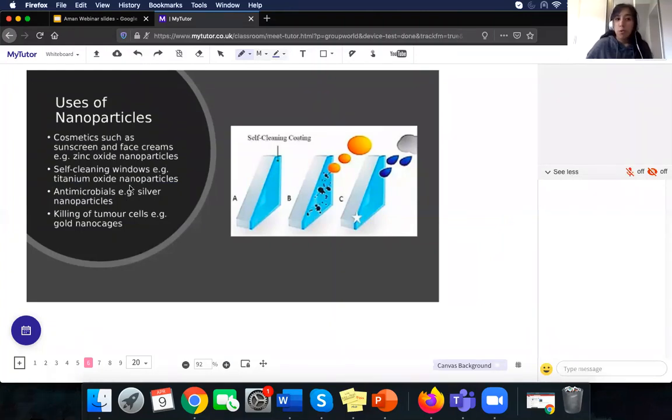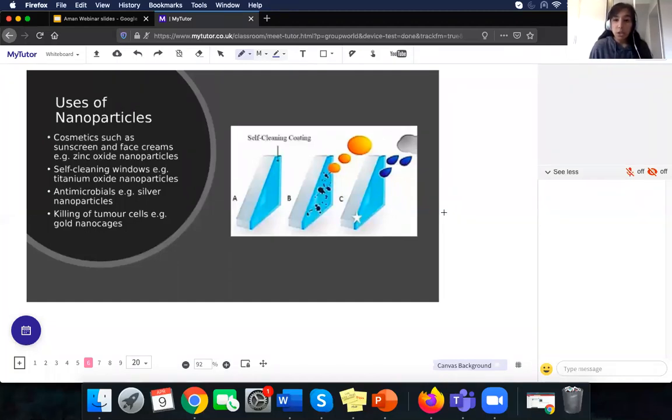So let's start off with cosmetics such as sunscreen and face creams. Why do we use nanoparticles in that? The first thing is the metal that's used is zinc, and zinc has a property that it reflects UV light. That means it is used in sun creams because it's going to stop our bodies and our cells being exposed to that sun and therefore potentially dying. So that's why zinc is used to reflect UV light. It stops us absorbing that UV light, which is really important.